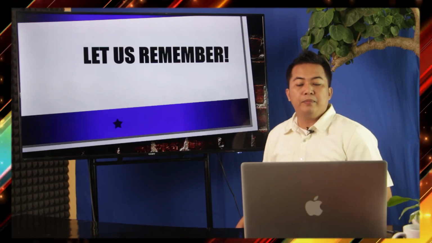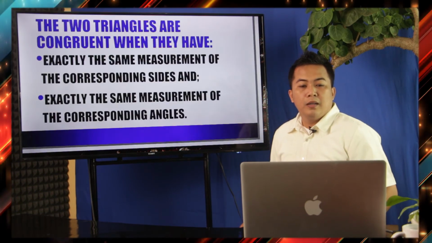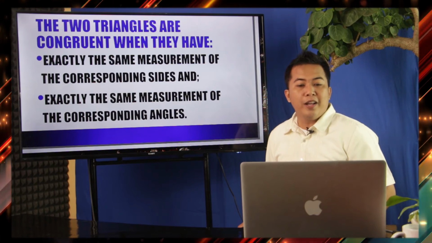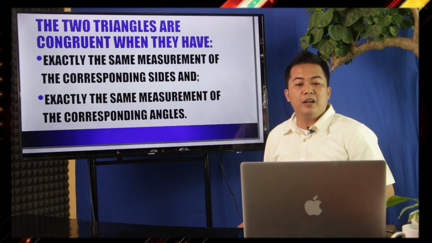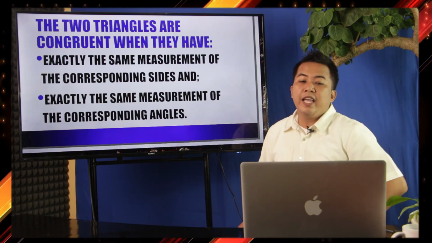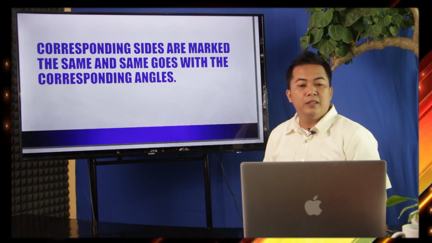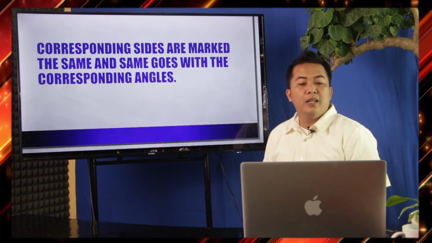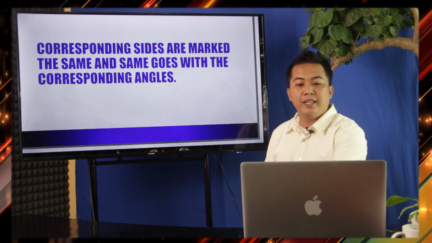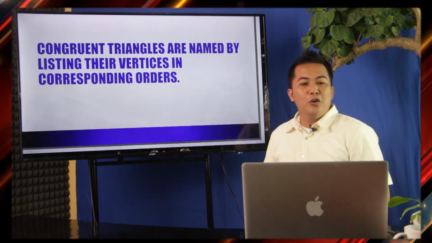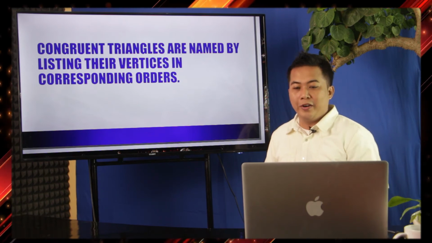To sum it up, let us remember a few things. First, the two triangles are congruent when they have exactly the same measurement of the corresponding sides and exactly the same measurement of the corresponding angles. Second, corresponding sides are marked the same, and same goes with the corresponding angles. Take note of the markings. Third, congruent triangles are named by listing the vertices in corresponding orders.